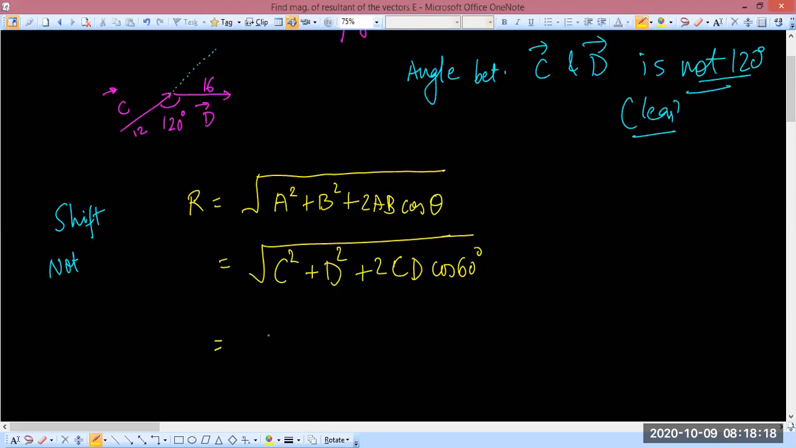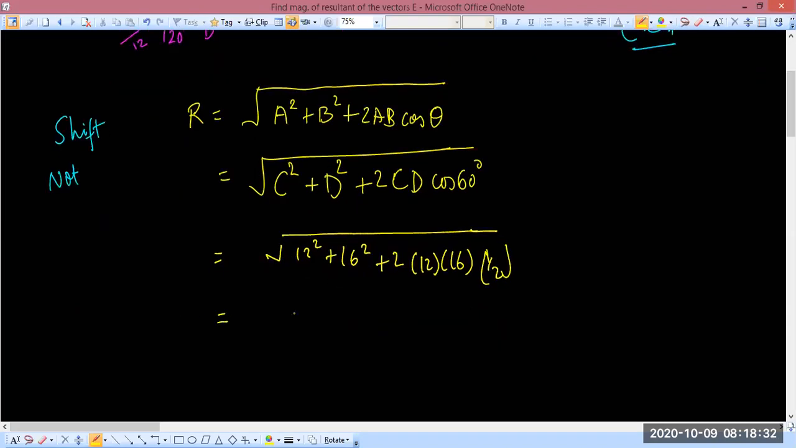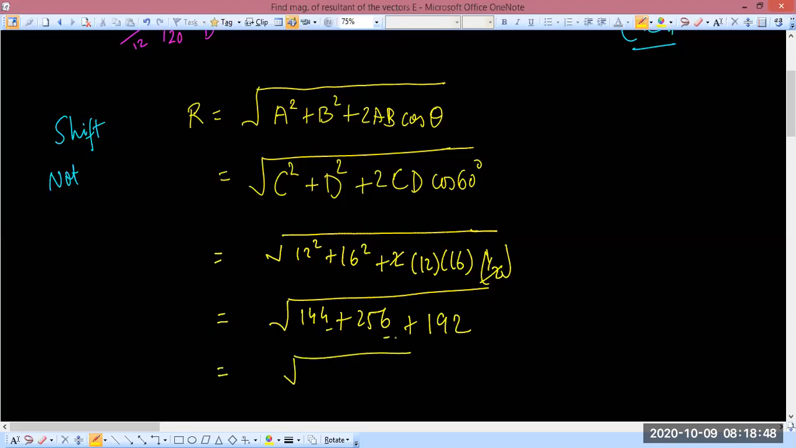So now this is going to be equal to under root 12 square plus 16 square plus 2 into 12 into 16 into cos 60, which is 1 by 2 once again, right? So based on that, we are getting under root 144 plus 256 plus 192, the 2 cancelled, and 12 into 16 is 192. Adding the total, we get root of 592.